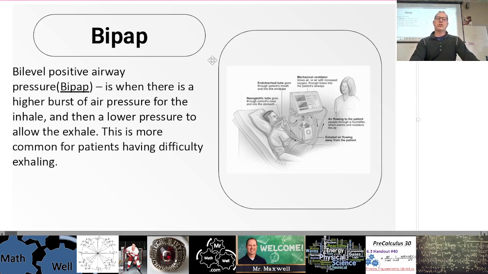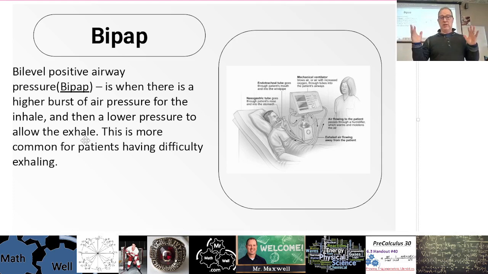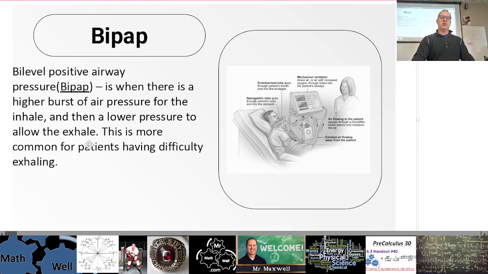Okay, all right. So the BiPAP is a little bit different. It's a bilevel positive airway pressure. Bilevel, bi means two, is when there is a higher burst of air pressure for the inhale and a lower pressure to allow for the exhale. That makes sense. If you're trying to breathe air in, a higher pressure helps the air go in, and then a lower pressure out. Now, it's a little more complicated, obviously. This is for patients having difficulty exhaling.